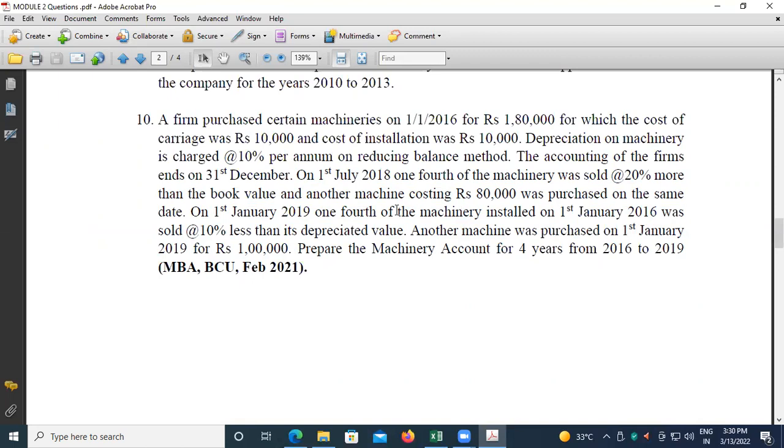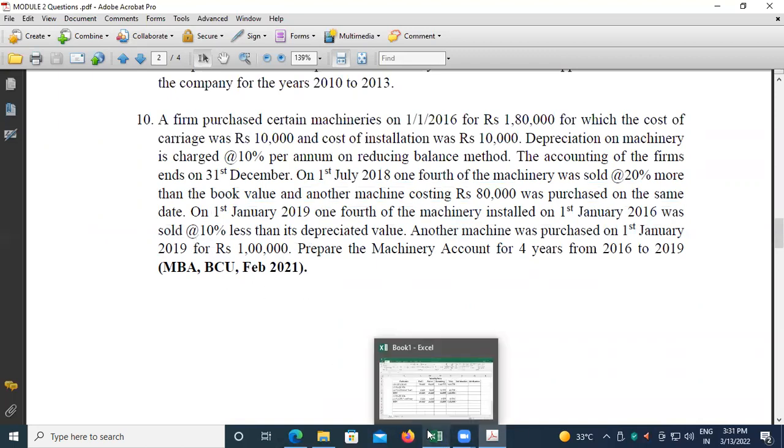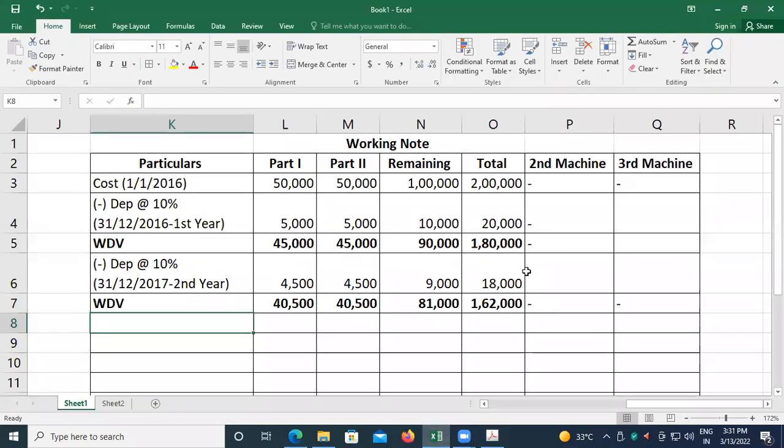Now what we are going to do, till the sale of the asset, we have to charge the depreciation of the asset. Okay, so first, let us write down.